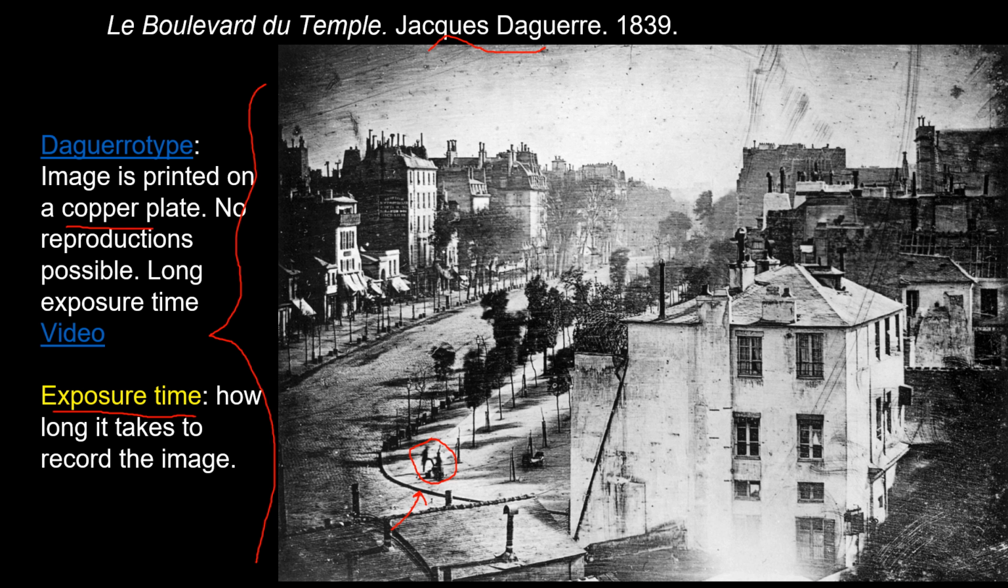Other thing about the daguerreotype is it is recorded on a copper plate, and there's only one of them. So there are no reproductions possible. Think about that now, how we can copy a photograph 1,000,000 times over. The daguerreotype, there is only one daguerreotype possible. There's no way to make reproductions.